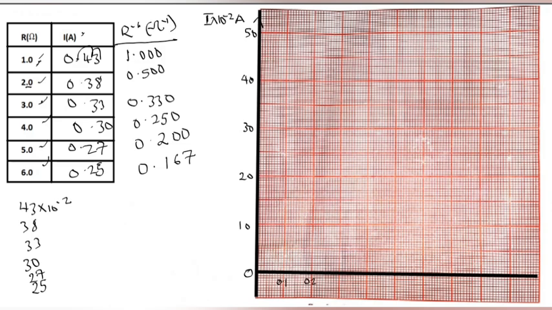So I'm going to have 0.1, 0.2, 0.3, 0.4, 0.5, 0.6, 0.7, 0.8, 0.9, and 1.0. So I'm going to write here, this is R inverse in per ohms. Okay, so now let's plot the point.